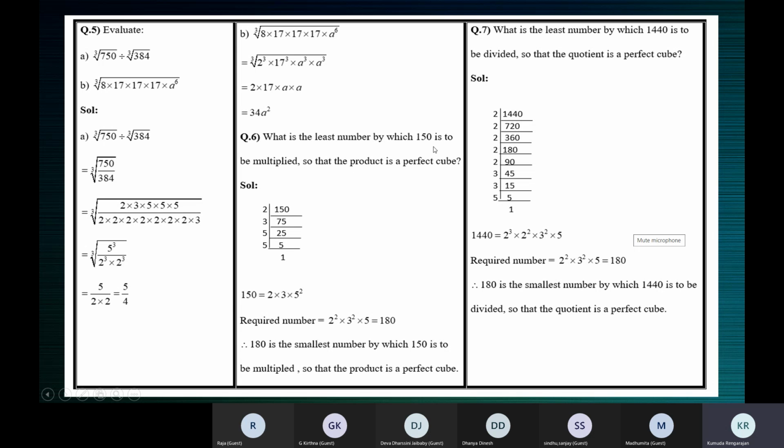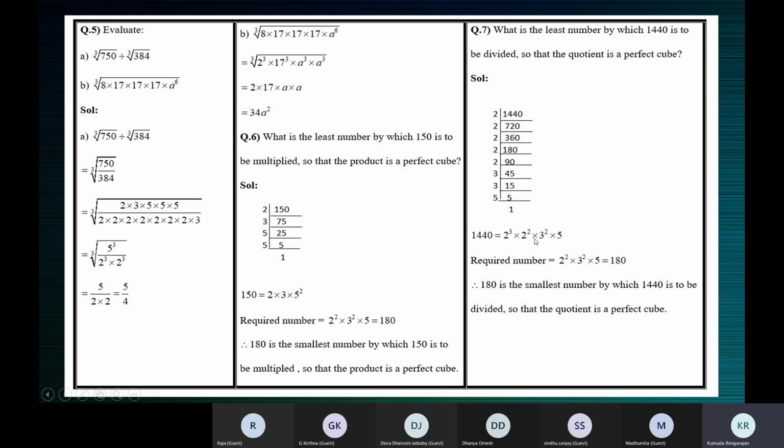So 150 is to be multiplied by 180. The given number 150 is to be multiplied with this number 180, so that the product, when you multiply two numbers, the answer you get is called the product. So the given number 150 should be multiplied by 180 so that the product is a perfect cube.